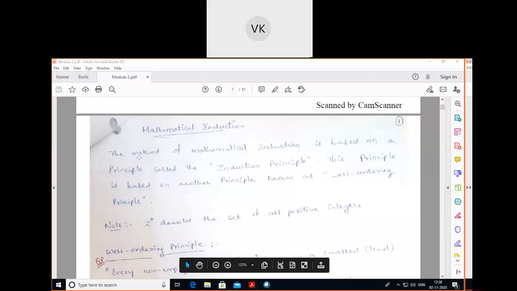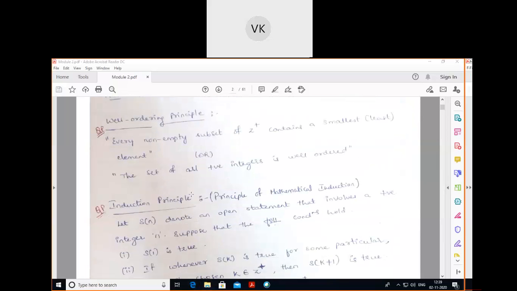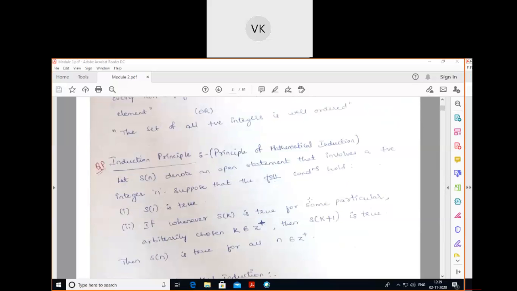Just see here, mathematical induction. The method of mathematical induction is based on a principle called the induction principle. This principle is based on another principle known as the well ordering principle. Here we are going to solve some mathematical statement with the help of the induction principle, that is, the principle of mathematical induction.